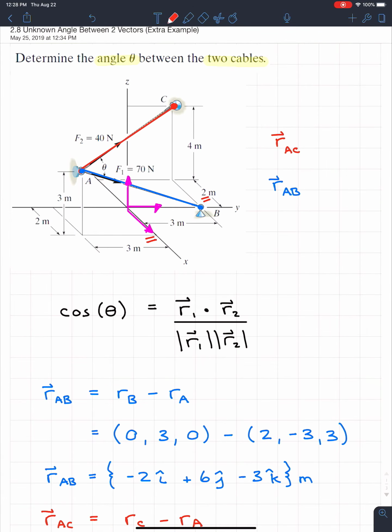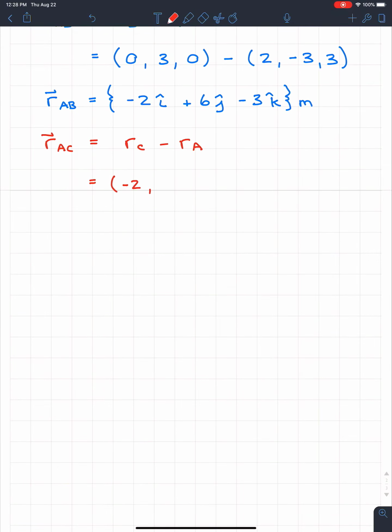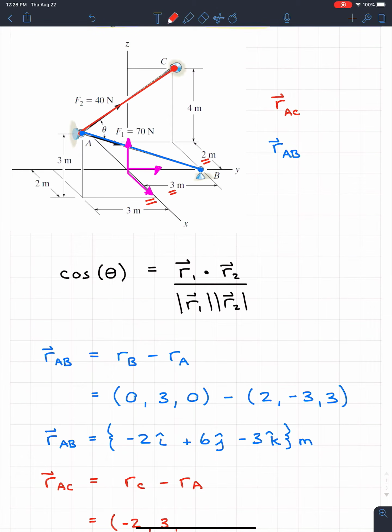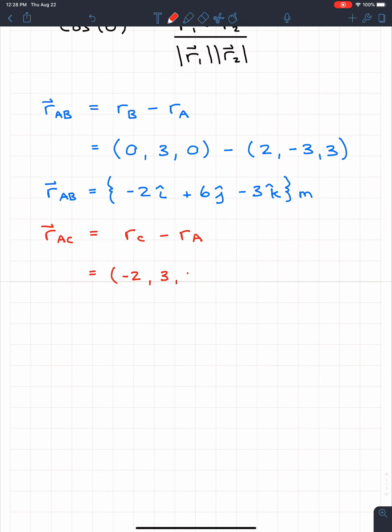Second, we want to see how far it goes along the Y direction, so it's simple. It goes 3 meters in the Y direction, so we're going to have 3. And then finally, we want to see how far it goes in the vertical direction, so this Z direction here, and we find out that that is 4 meters, so we're going to have 4. And what's nice is we already found point A above, so we can just put that in. So it's 2, negative 3, and 3.